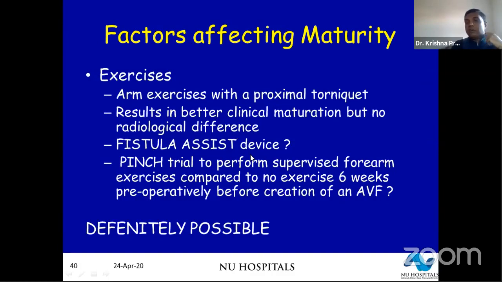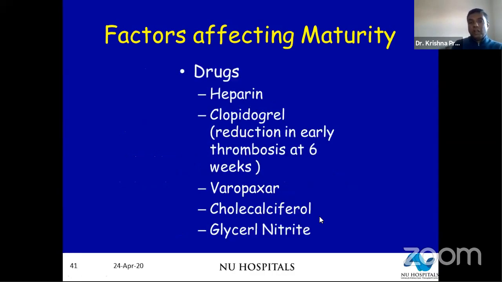The fistula assist device, if any of you were there at the Avatar conference last year, will know, is probably coming into the market, and probably may help us. And there is the first randomized multi-center trial, which is called the PINCH trial, which probably the results will be out this year, which finished occurring in November 2019, on two arms of patients with exercise before and after creation of fistula, which is being documented. And maybe it's a nice trial which we will know whether preoperative use of exercise is of any help.